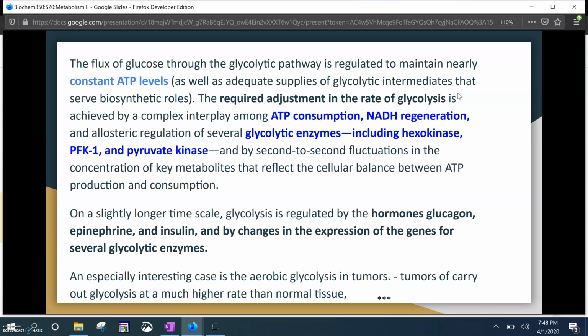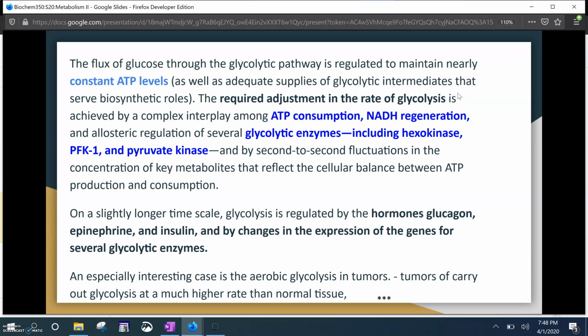So the rate of glycolysis is adjusted by whether or not the organism or the cell needs ATP, what it has, what enzymes it has, and what other enzymes are there. On a slightly longer time scale, glycolysis is also regulated by hormones, glucagon, epinephrine, and insulin, and by changes in the genes that express for these enzymes. But in general, it maintains a nearly constant level of ATP.